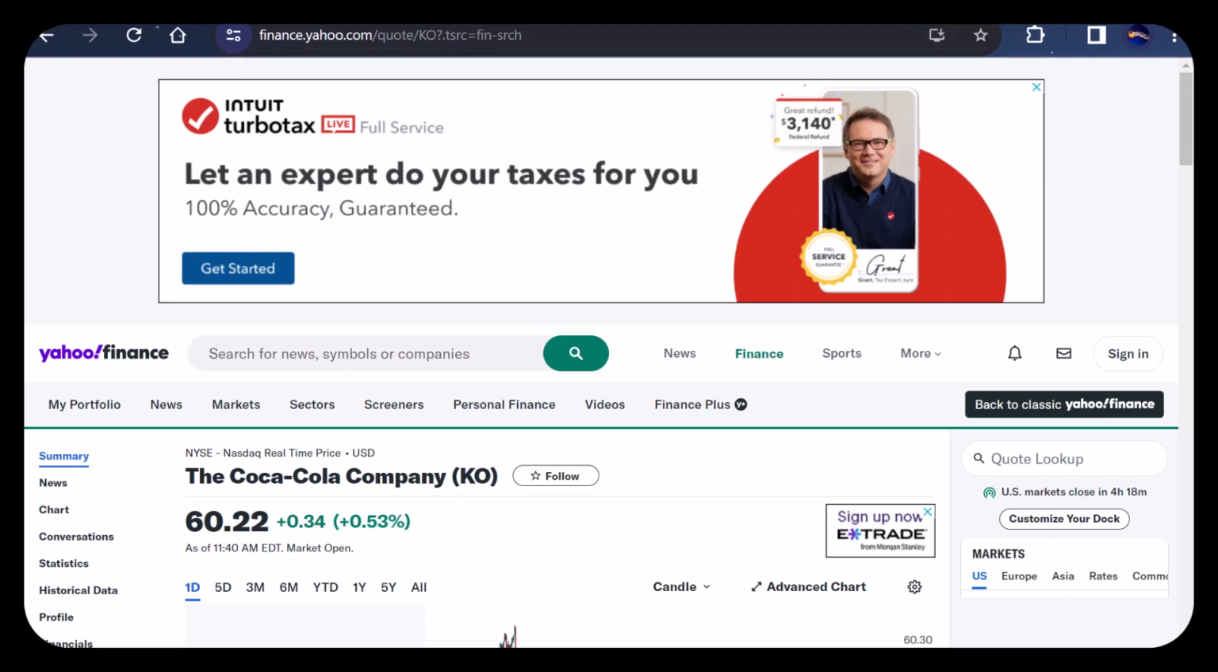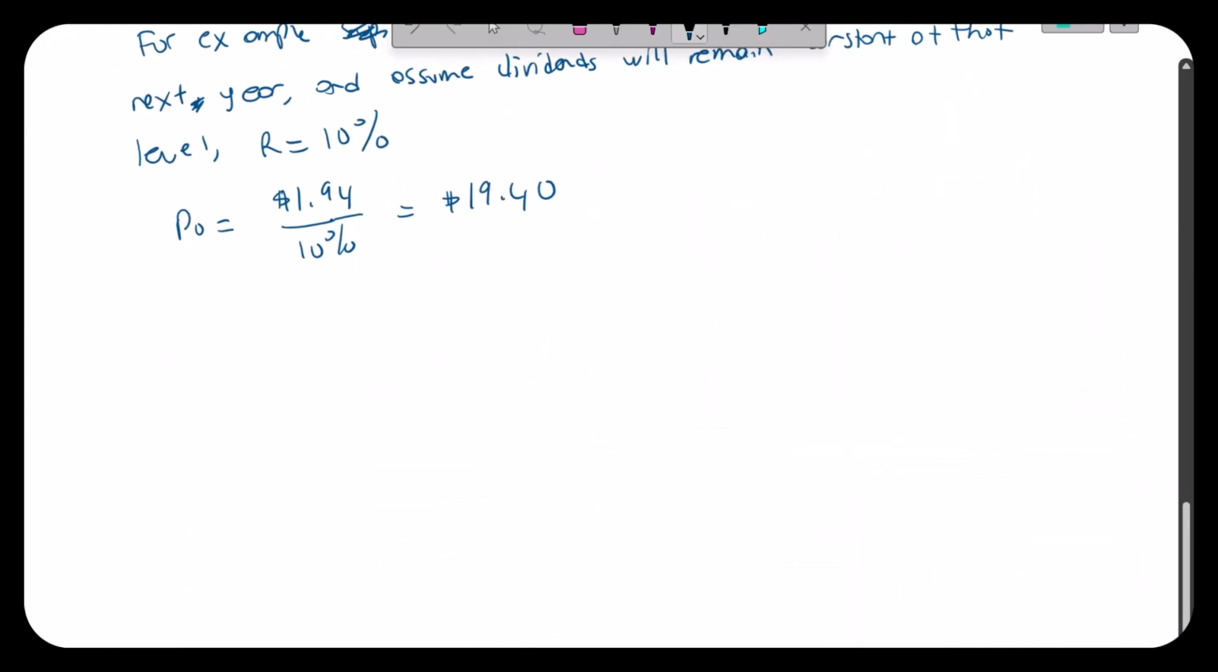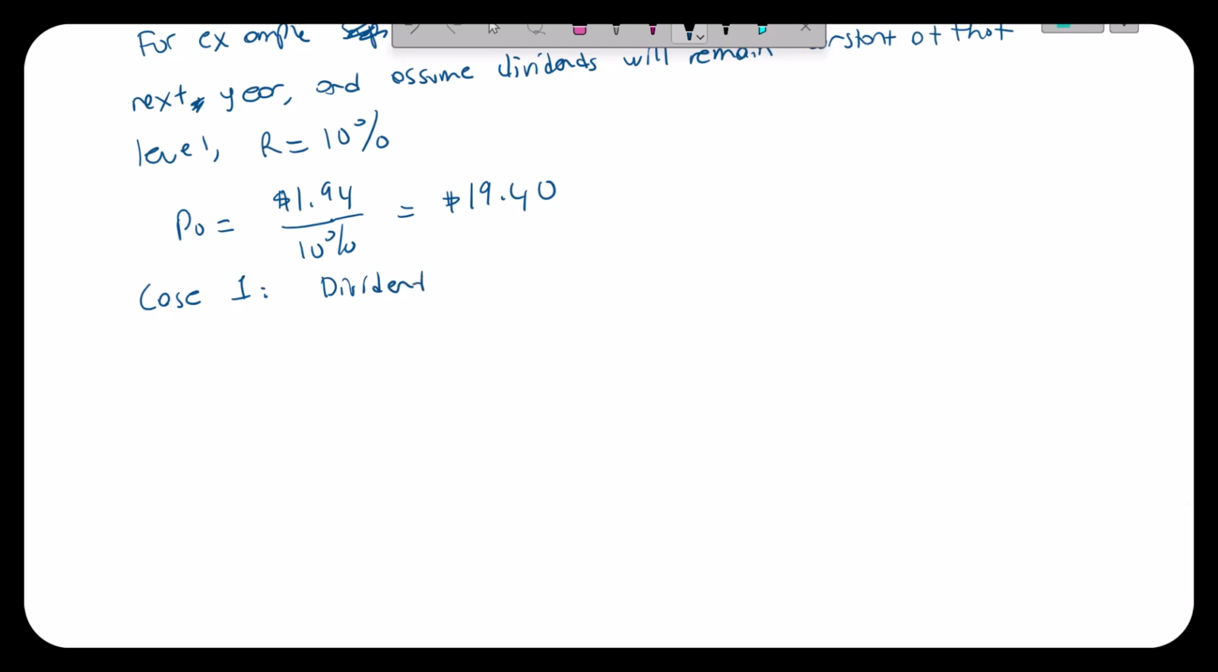The second case, in fact, I'm going to call this case 1. Dividends are expected to grow at a constant rate, G. Then I'm just going to go ahead and write the number. P0 is going to be D1 divided by R minus G.